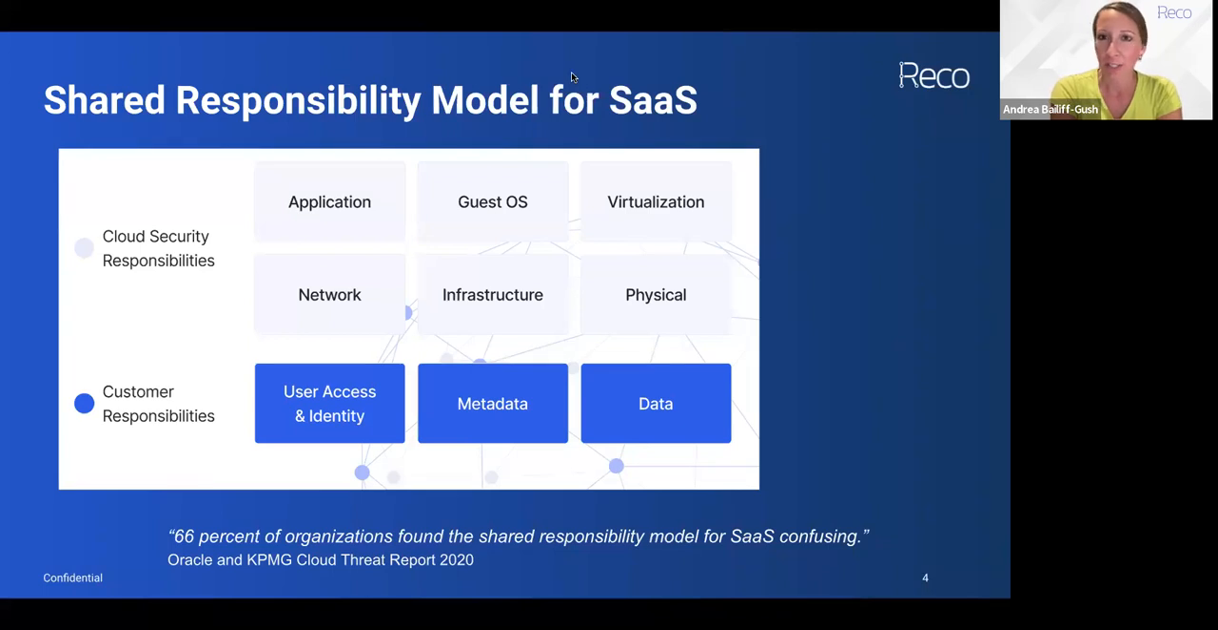I found this really interesting report from KPMG that was published a couple of years ago. In that report, through their research, they found that 66% of all the organizations that they surveyed found the shared responsibility model for SaaS confusing. That means these organizations are not fully securing the SaaS assets they're responsible for, putting their data at risk.